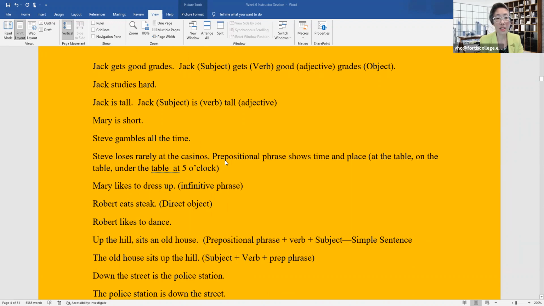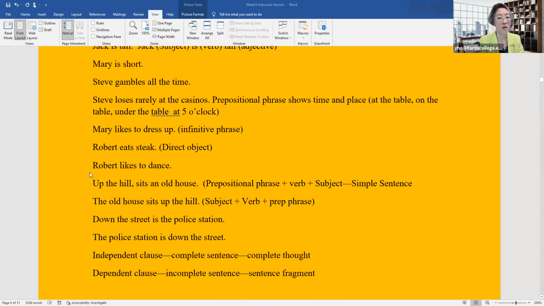At the casinos is a prepositional phrase. Prepositional phrases show time and place: at the table, on the table, under the table. Mary likes to dress up. And so here you have another simple sentence, subject plus verb plus infinitive phrase. So, to dress up is an infinitive phrase. Robert likes to dance. To dance is an infinitive phrase. So you can have subject, verb, infinitive phrase.